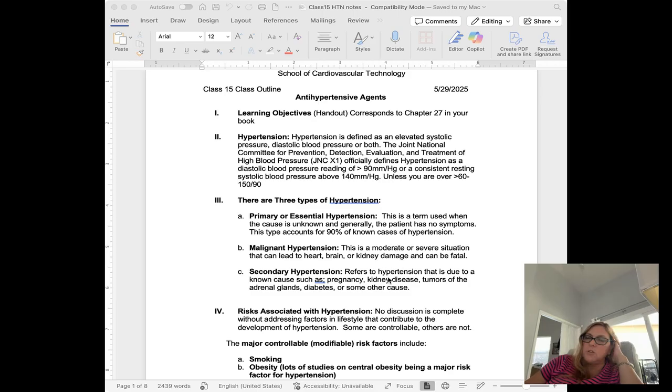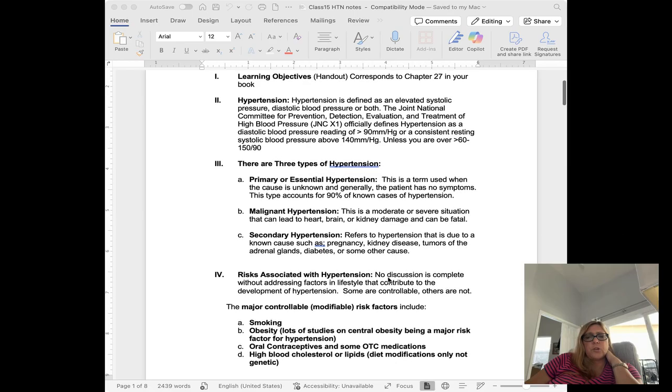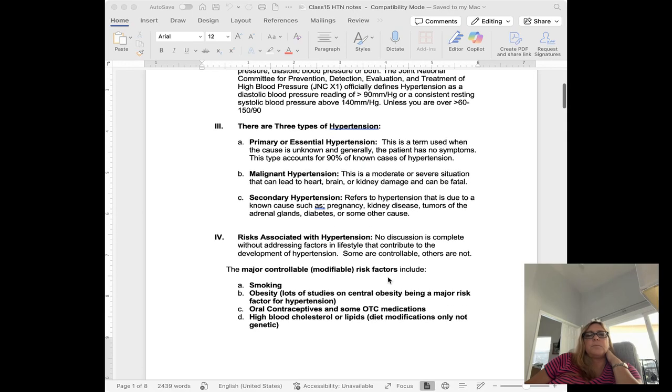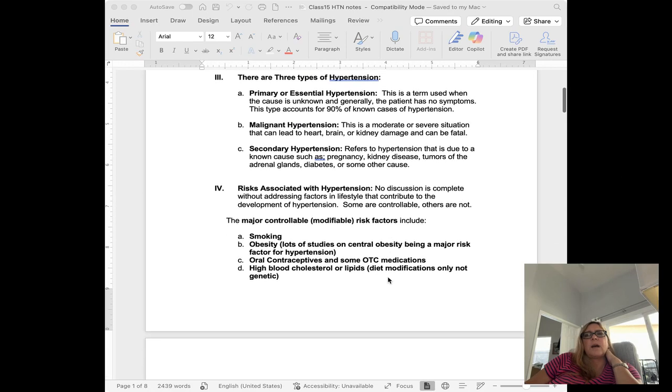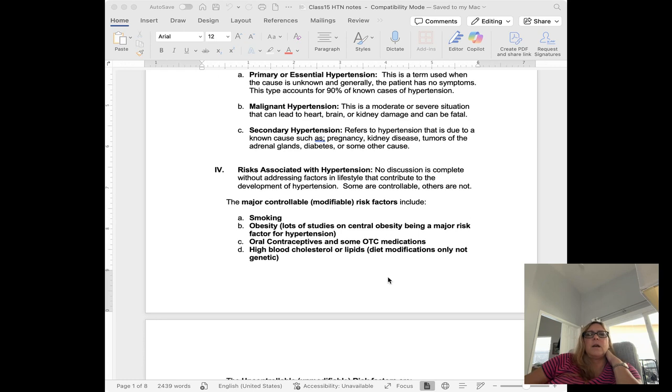Also, diabetes, we know that that can cause some endothelial damage on the vessels, and that could cause them to get rigid over time, and that could also lead to increased systemic vascular resistance, leading to hypertension. So they're the three types of hypertension. What are the risks that we see that are associated?